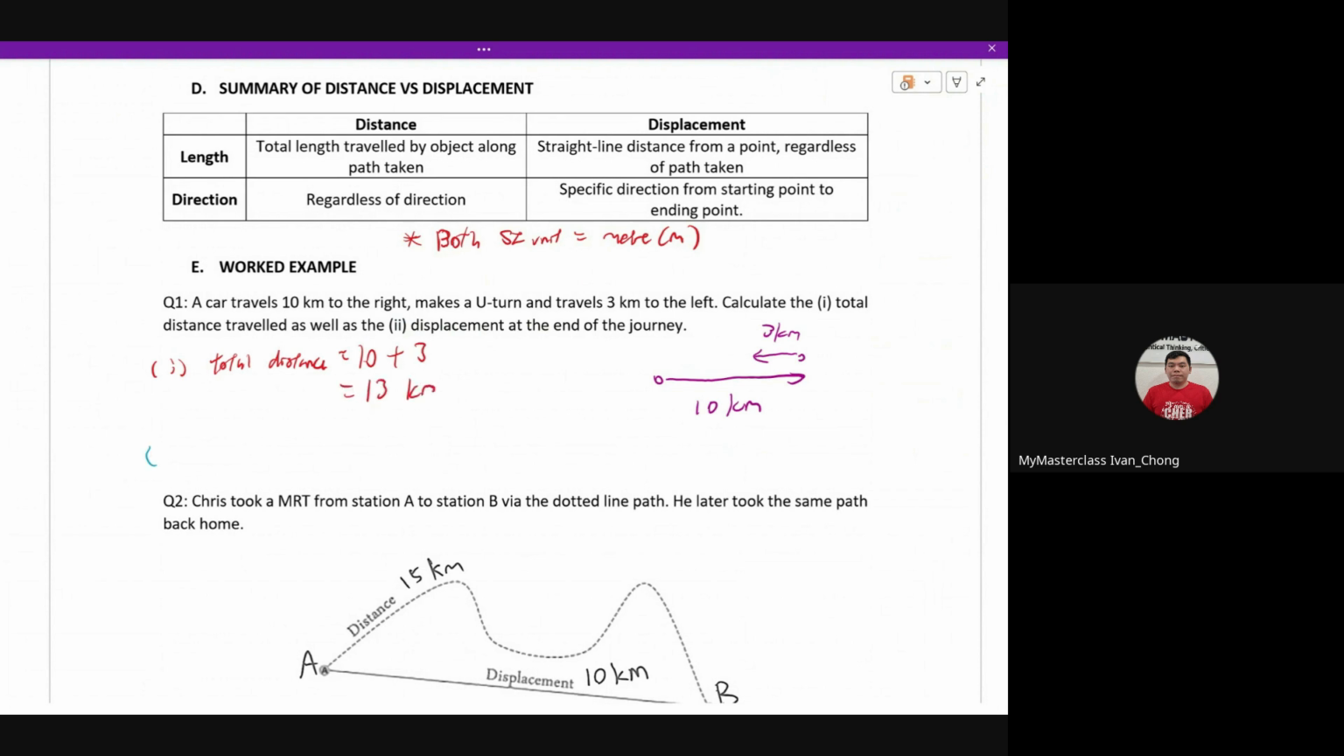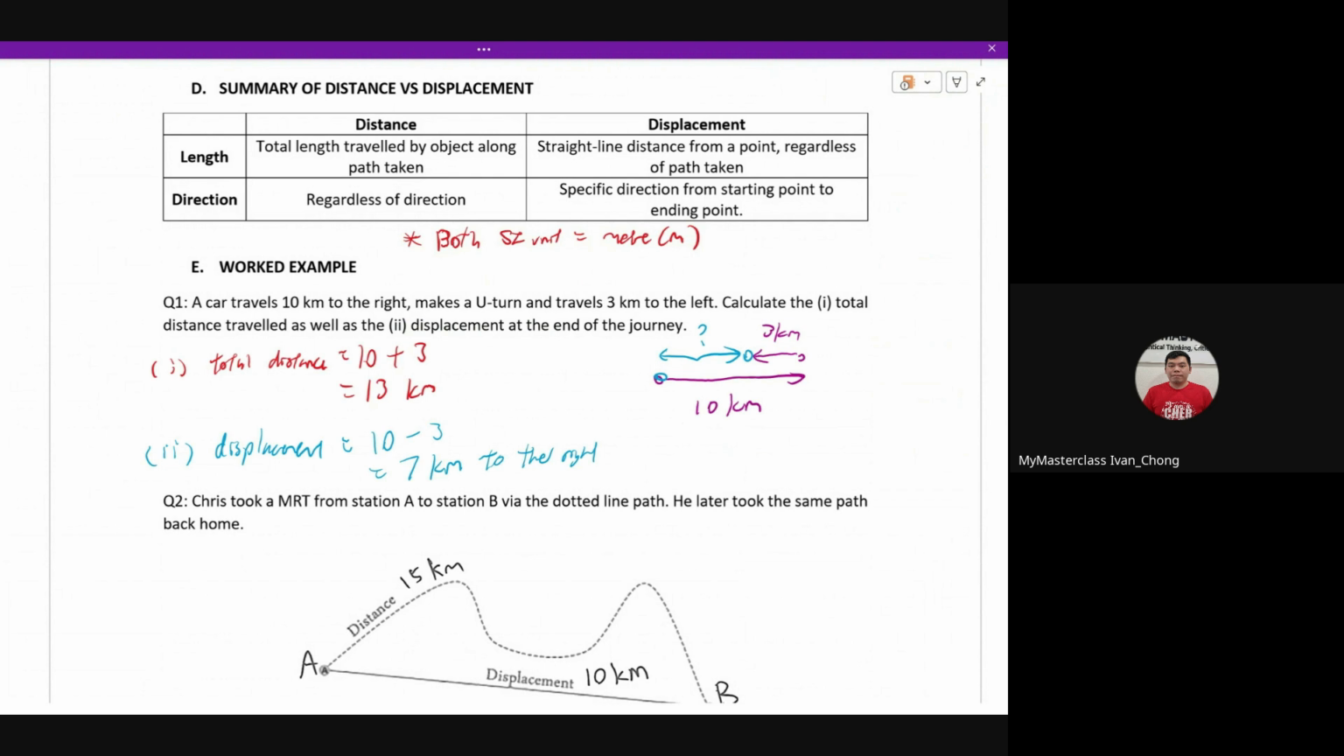Then for part 2, your displacement is a bit special, so you need to take note. Basically, this is your starting point, this is your ending point, right? What you want to find out is what is this over here? Using the diagram, you can see the arrows. You can straight away see that I'm actually taking 10 minus 3 is 7 kilometers. And if you want to be a little bit more specific, it's 7 kilometers to the right.